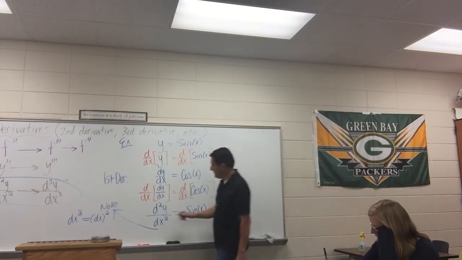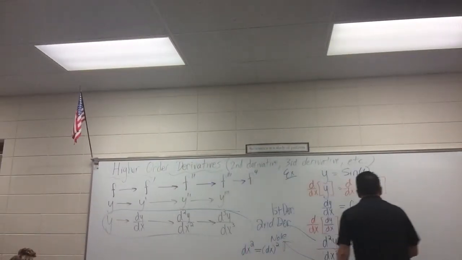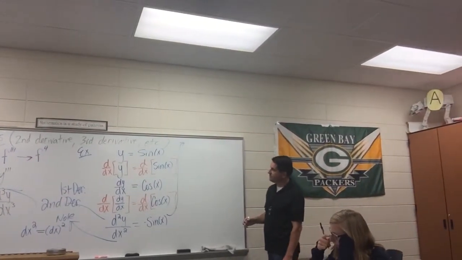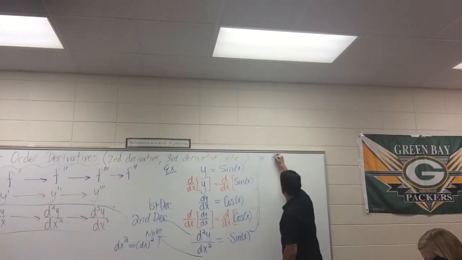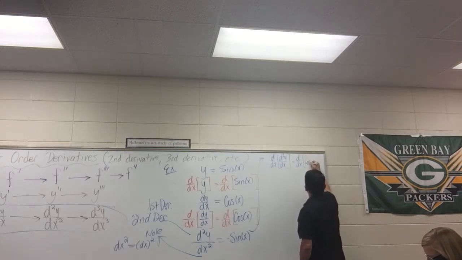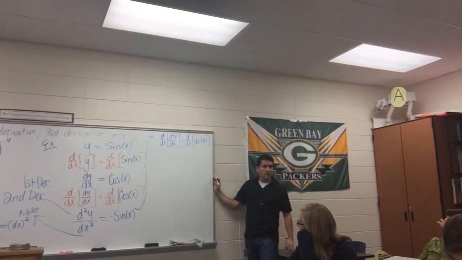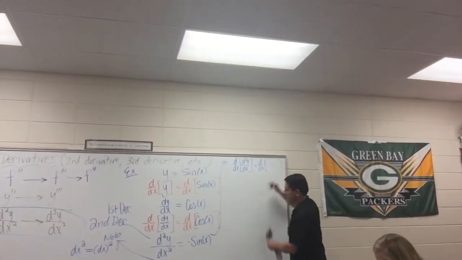Okay, and so what we've just done now is we've found the second derivative. Okay, well, let's keep on going here. Let's find the derivative of the second derivative. Now I think I can go all blue here. d/dx of d squared y over dx squared equals d/dx of the cosine of x. Negative sine of x.